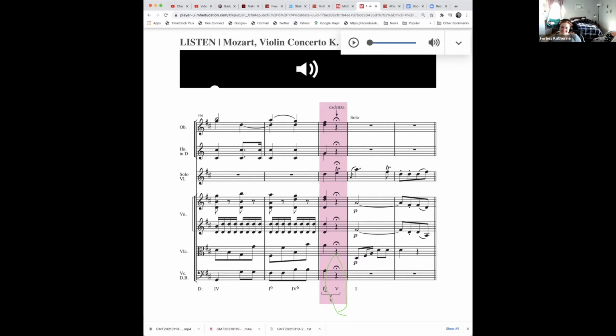Example 9-7. Violin solo. Trill. Orchestra's back in with it. You with me?